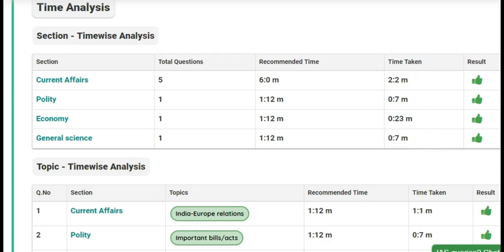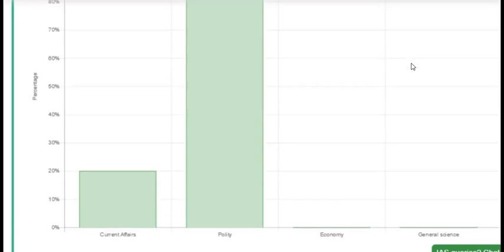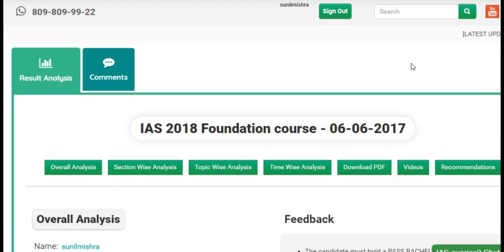Like that, you can assess how much time you are spending on each question, whether you are taking more time or less time to complete the question. If you are taking more time, it means you have not revised properly. So for questions where you have taken more time, you have to revise the topic once again so that your accuracy and speed will improve. So like that you have to prepare for the prelims examination every year.